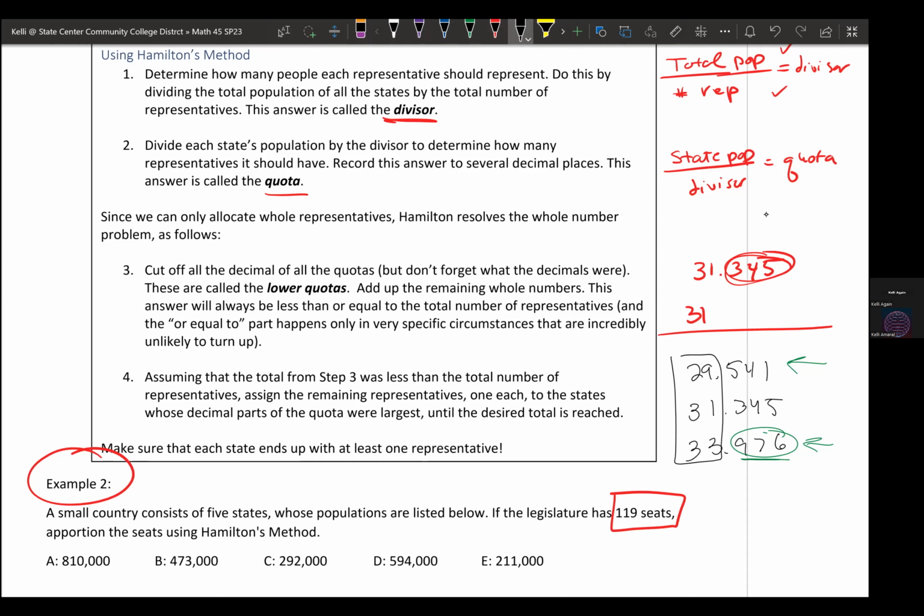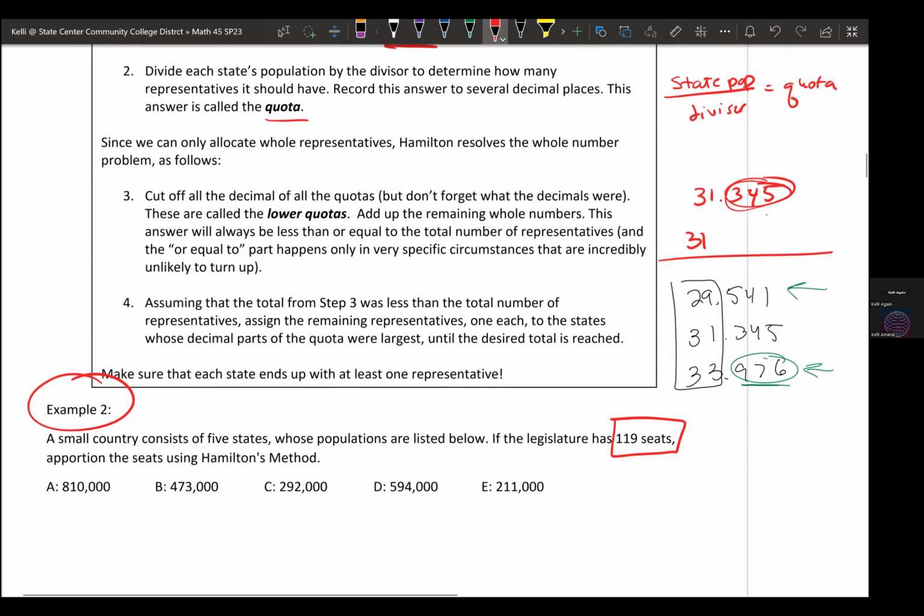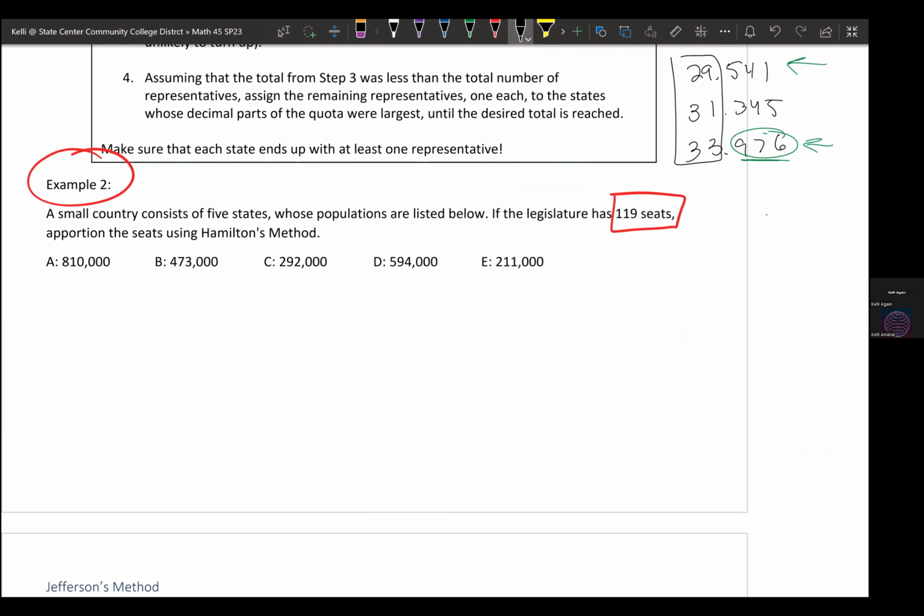All right, so the first step: determine how many people each representative should represent. Do this by dividing the total population by the total number of representatives. The total number of representatives in this case is 119. The total population we're not given. We're only given the population for each state, so we have to find it by adding them up. We've got to calculate the total population here.